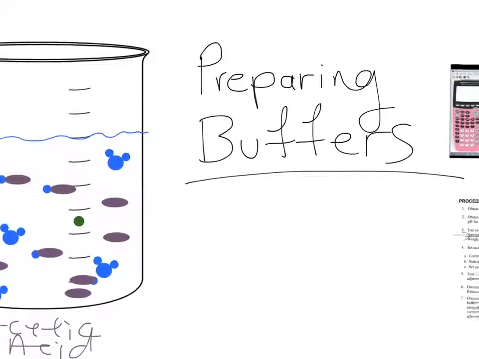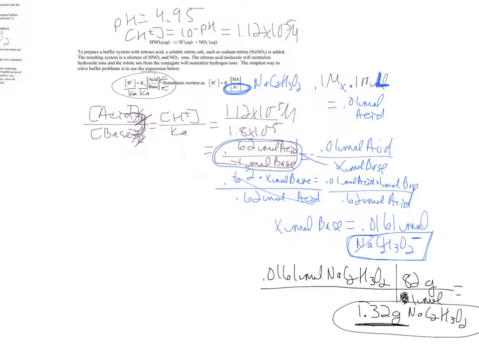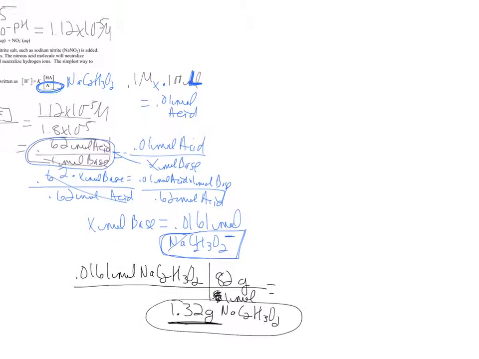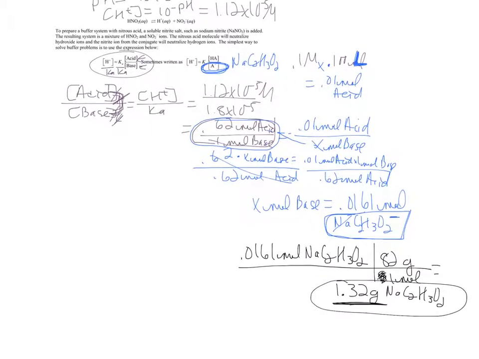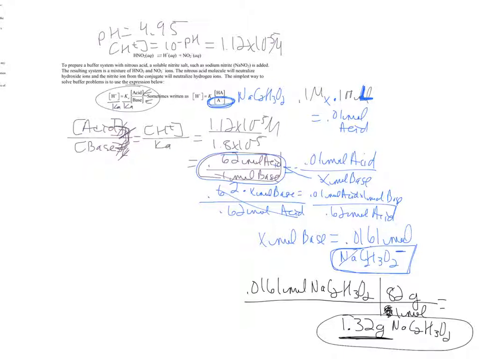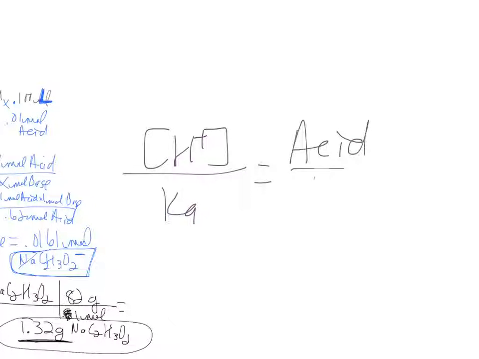I think that's all I need to go over for that. You're doing the exact same calculations and the exact same setup for the other problems. I've got just a couple more minutes, so I'm going to go ahead and do one more. You are working with the same formula: hydrogen ions over the Ka is equal to your acid over your base.